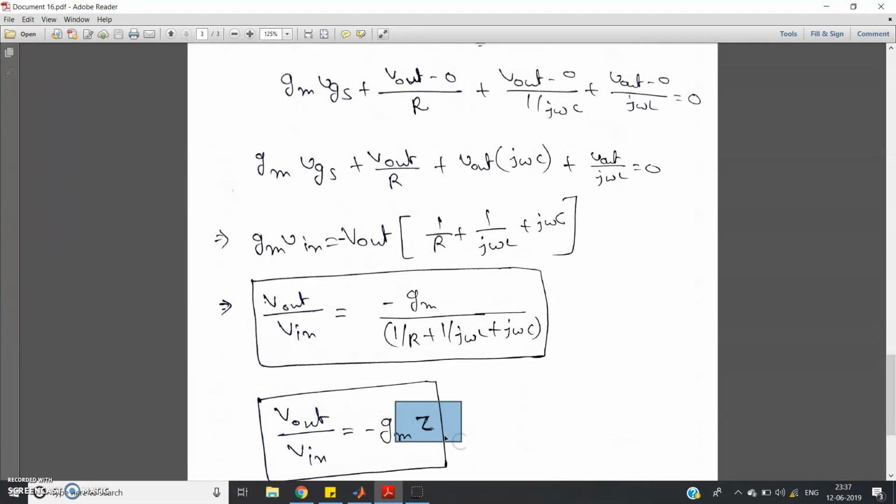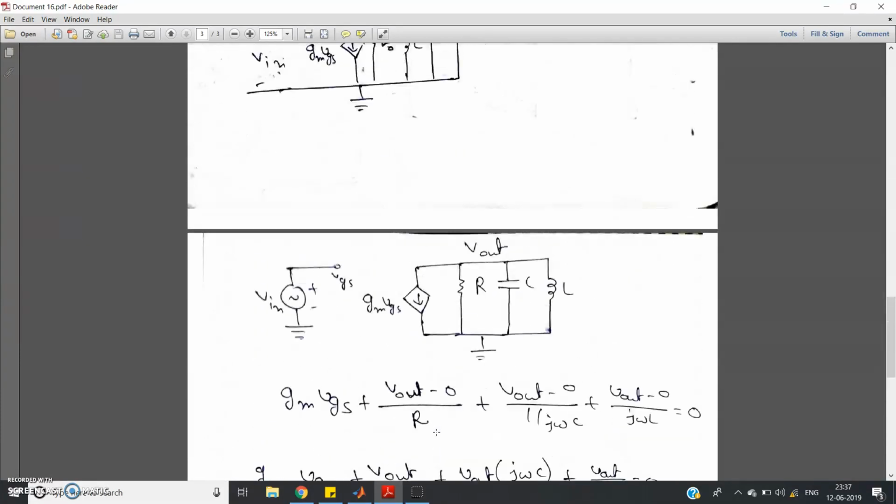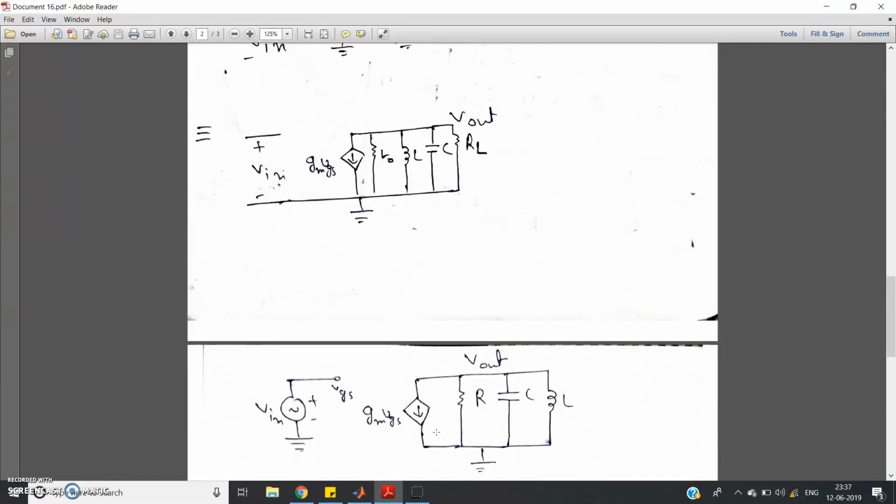Now observe this particular circuit. I forgot to mention one thing here: R0 and RL, these two resistors are there. These two equivalent resistors I have replaced by R, where R is basically the equivalent resistance of the parallel connection of RL and R0. This is one very important point.